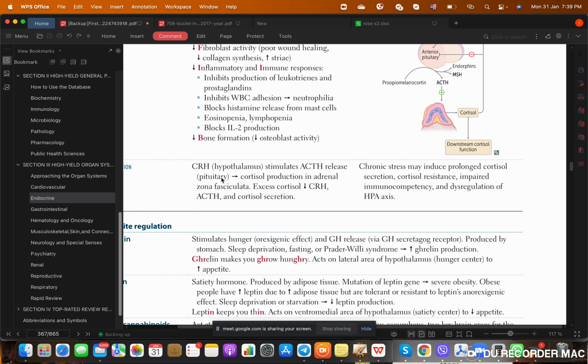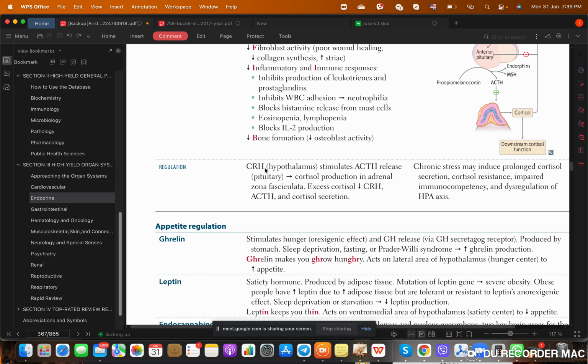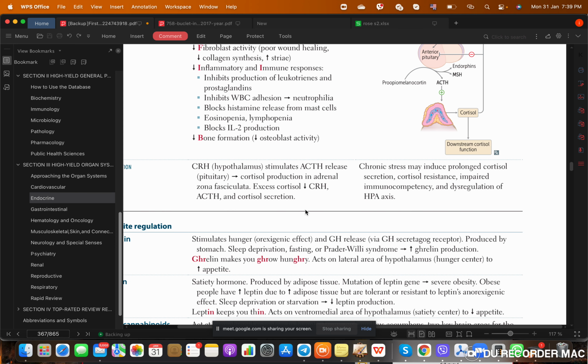So regulation. CRH from the hypothalamus stimulates the ACTH release from the pituitary. We will have cortisol production in the adrenal from the zona fasciculata. An excess of cortisol will lead to reduction of the CRH and reduction of the ACTH and cortisol secretion, if you give it from the outside, for example.